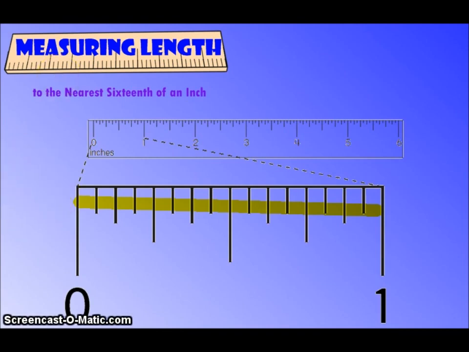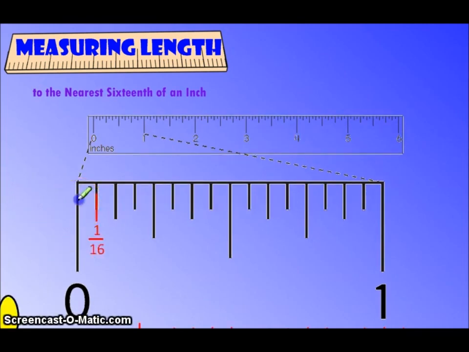So we would write that as 16 in the denominator, and one space would be in the numerator for 1/16 of an inch. Every space is 1/16 of an inch.